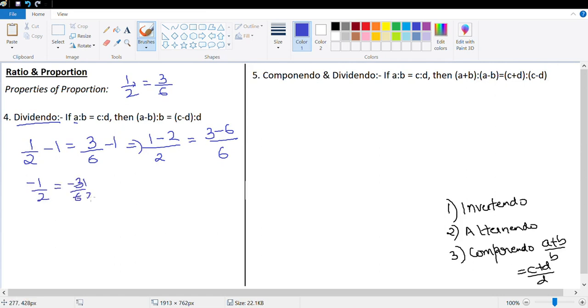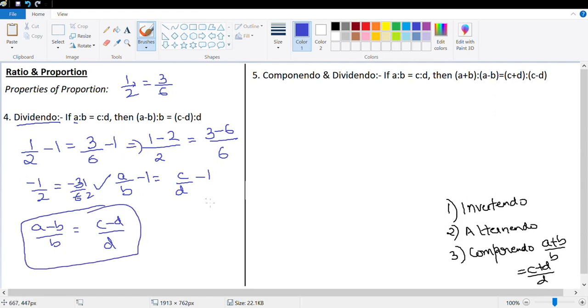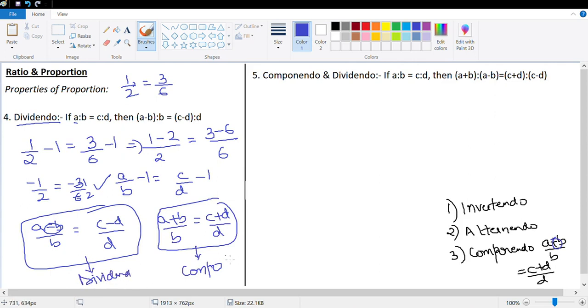That's correct. Now let's do it with A and B. So A upon B minus 1 is equal to C upon D minus 1, which means A minus B upon B is equal to C minus D upon D. So this property is known as dividendo. In componendo you add, in dividendo you subtract. So let me write the previous property as well, which was A plus B upon B is equal to C plus D upon D. This was componendo and this is dividendo. Perfect. Let me give this equation 1. Let me call this equation 2.